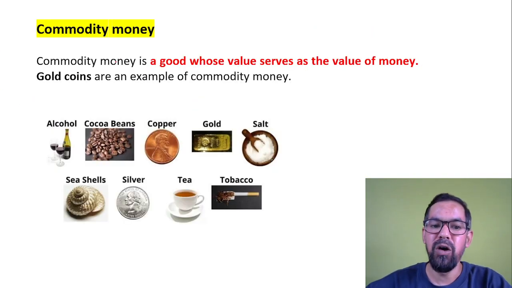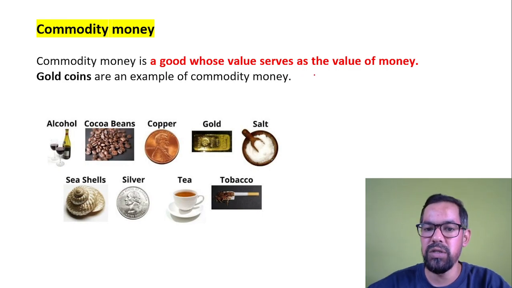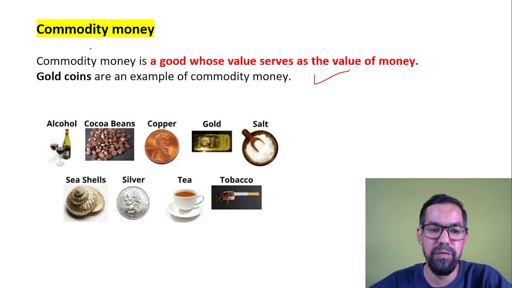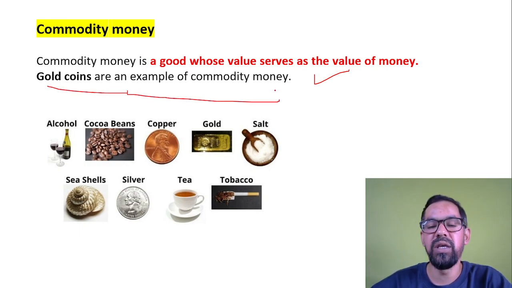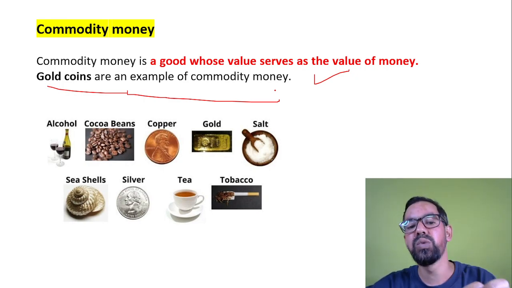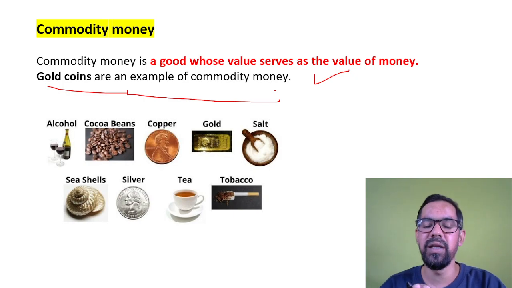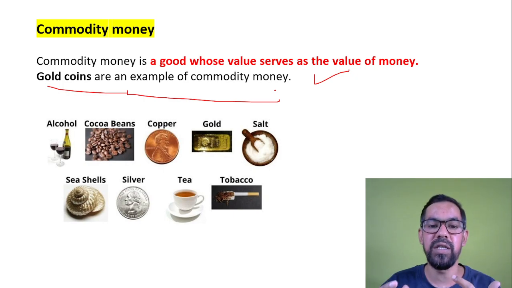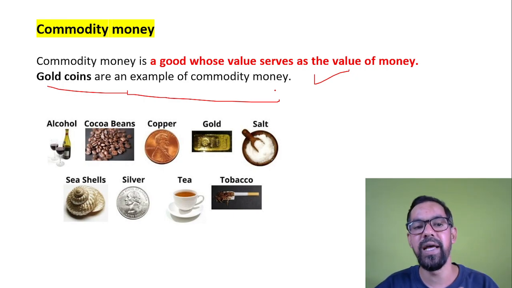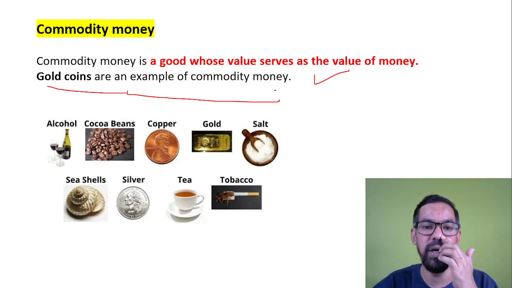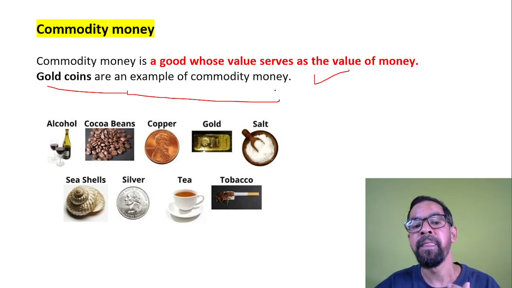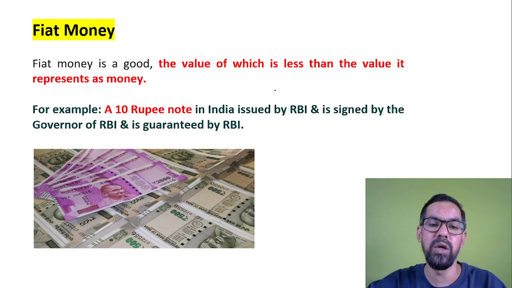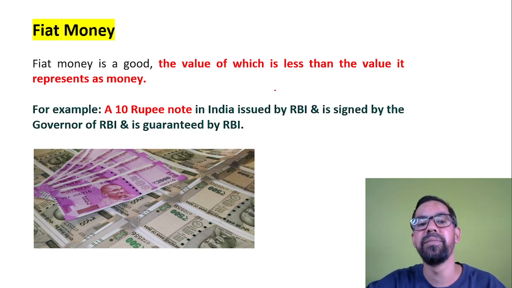So commodity money is a good whose value serves as the value of money. Gold coins are the most appropriate example of commodity money. During the barter system, this was the major part of exchange, where we exchanged goods for goods. Then when the barter system came, we made gold and silver coins. So these are generally part of commodity money. We are using these coins, or any specific commodity, as a medium of exchange.